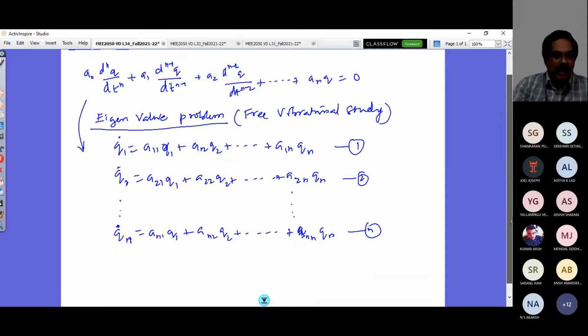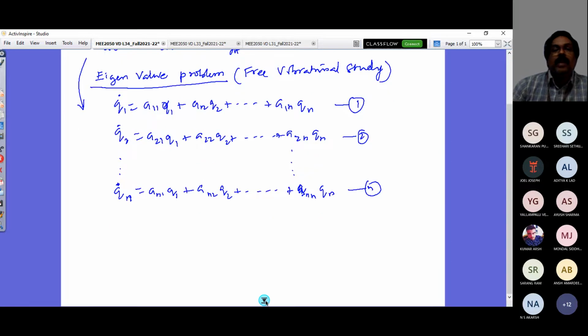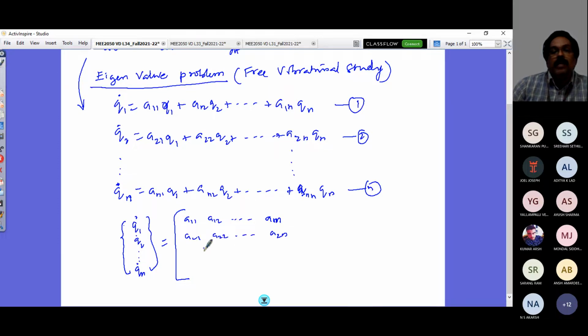So like that, the n single order equations I can represent, and this can again be written as Q1 dot, Q2 dot, and so on, Qn dot equal to the matrix with rows A11, A12, and so on, A1n; A21, A22, and so on, A2n; continuing to An1, An2, and so on, Ann; multiplied by Q1, Q2, Q3, and so on up to Qn.